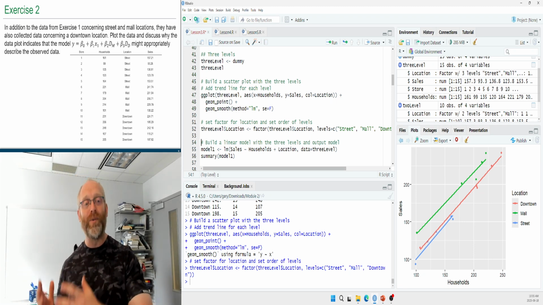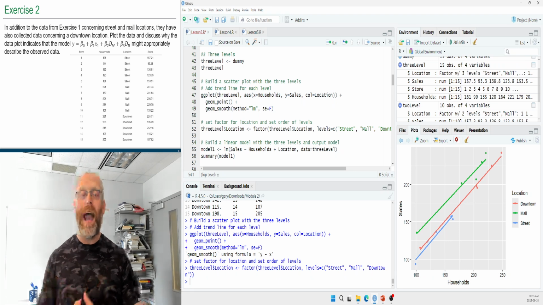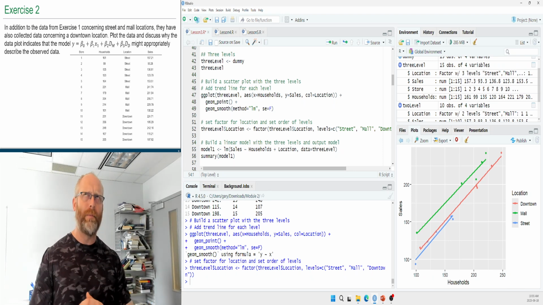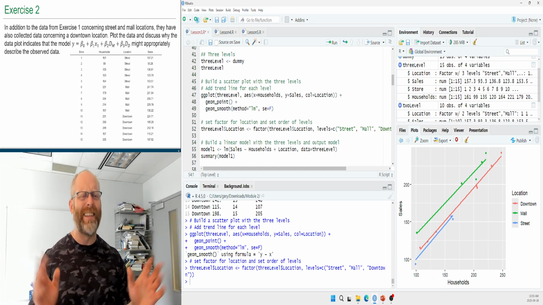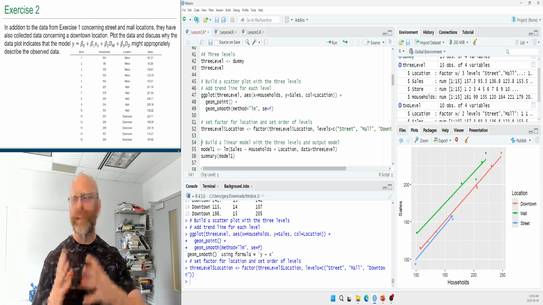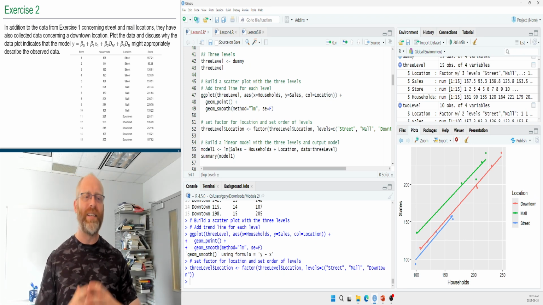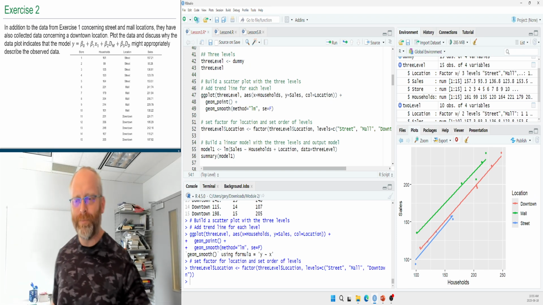So that's our beta 2 is equal to D sub M, and our beta 3 is multiplied by D sub, I think I said equals to. That's not the case. Our beta 2 is linked with, or is our scalar for D sub M, and our beta 3 is our scalar for D sub D for downtown. There we go.